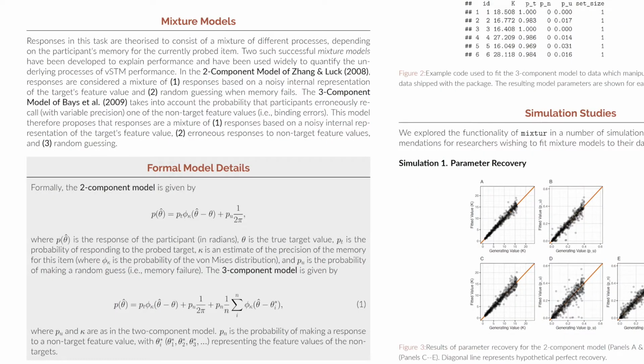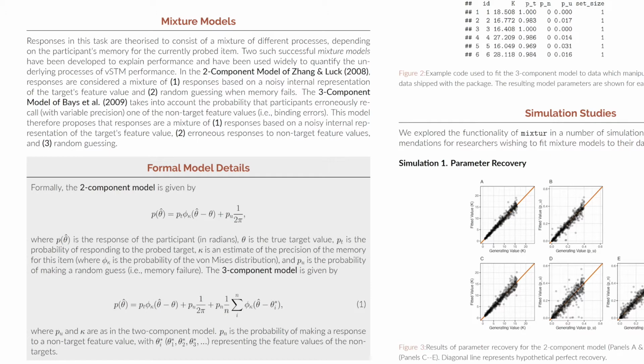Responses in the continuous report task are theorised to consist of a mixture of different processes. The two-component model of Zhang and Luck proposes that responses are a mixture of responses based on noisy internal memory representations of the true target's feature value, and secondly, random guessing, so just clicking anywhere on the circle wheel when memory fails.